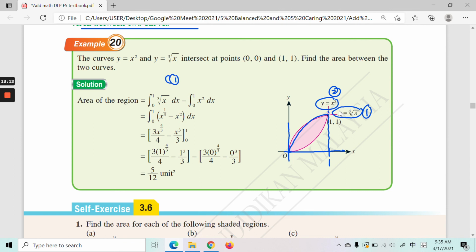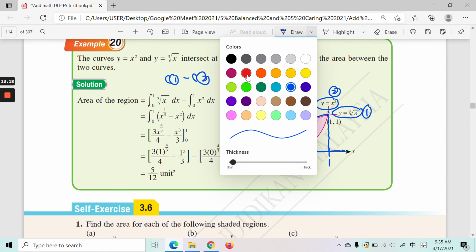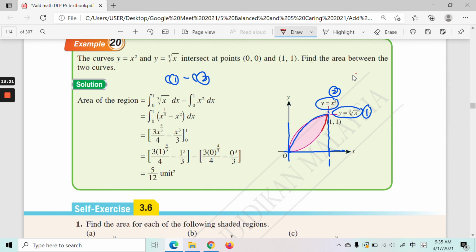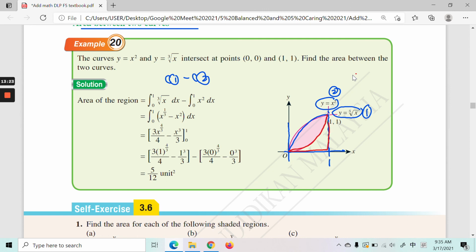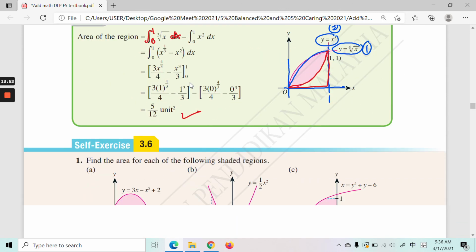So curve 1 minus curve 2. Curve 1 is the one above, you will get the blue color. If you integrate curve number 2 from 0 to 1, you will get this red color. So blue color minus red color gives the shaded region that you want. So curve number 1, how to integrate curve number 1? It will be integrate 0 to 1, here is dx. So this one, substitute y. For curve number 1, y is this. And then minus curve number 2, the red color. Do the same thing, integrate 0 to 1, x squared dx. So these two just combine and then you do integration like usual until you get 5 over 12.